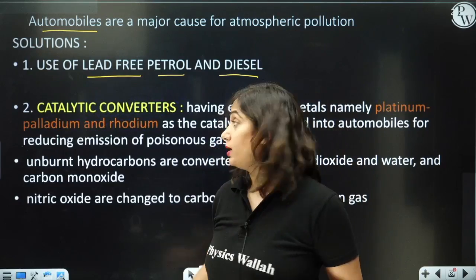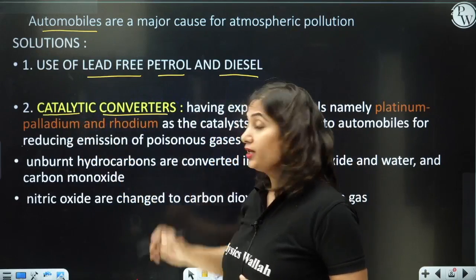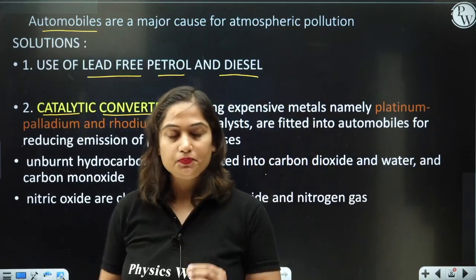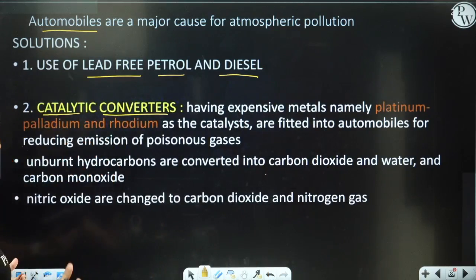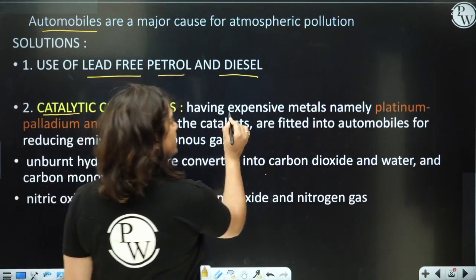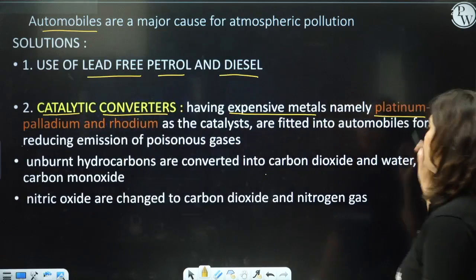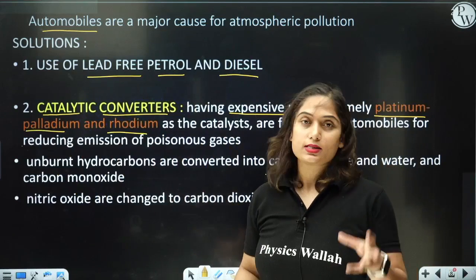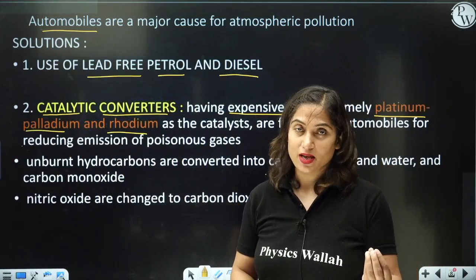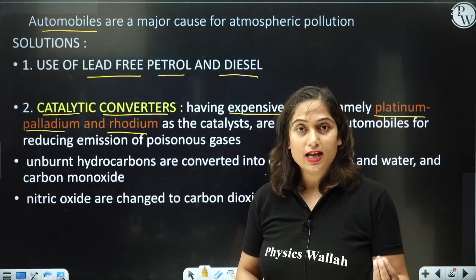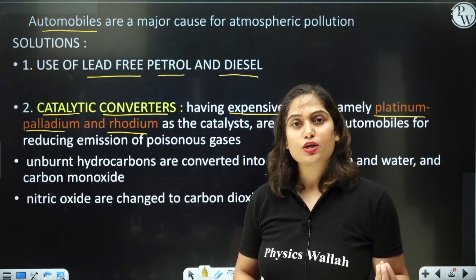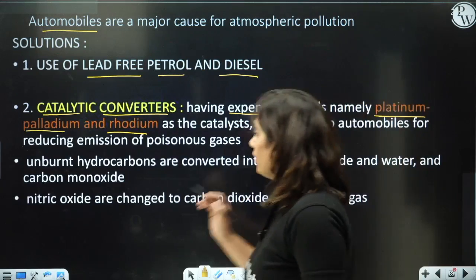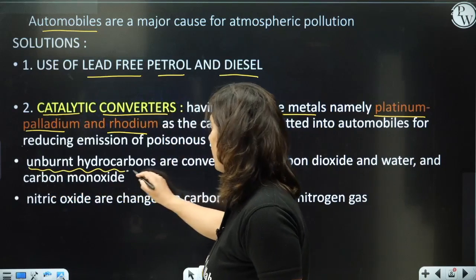The second important thing is the use of catalytic converters in automobiles. Catalytic converters are fitted into automobiles, and they are formed of expensive metals such as platinum, palladium, and rhodium. Now, what is the function of catalytic converters in automobiles? They convert unburnt hydrocarbons.